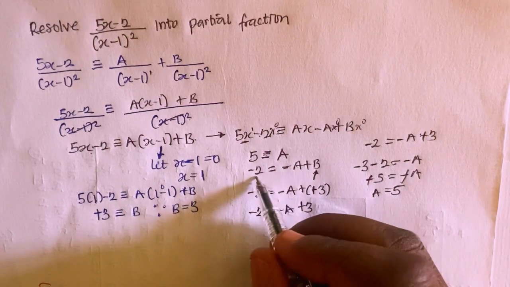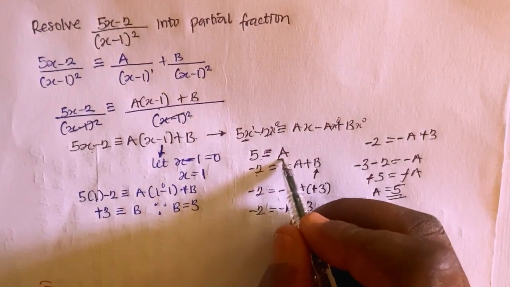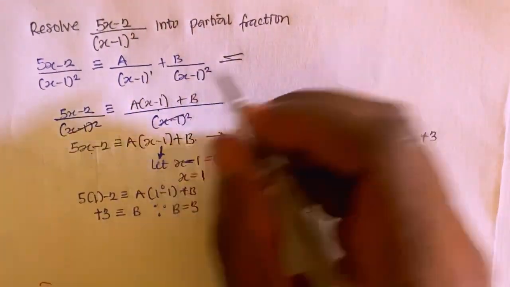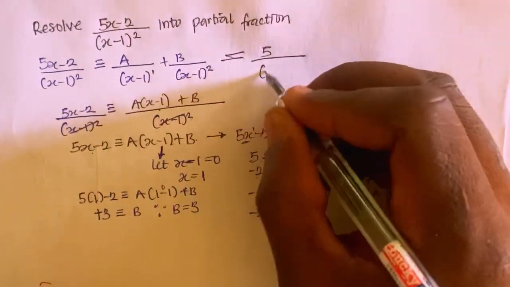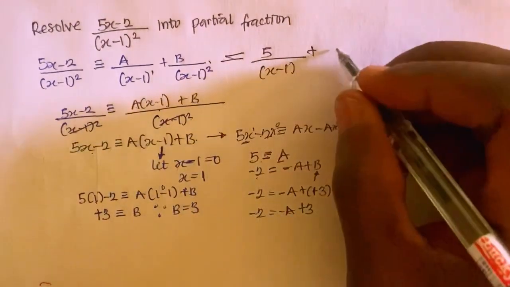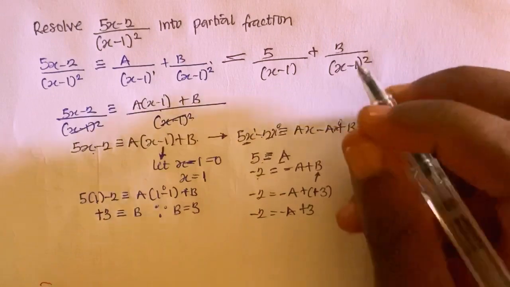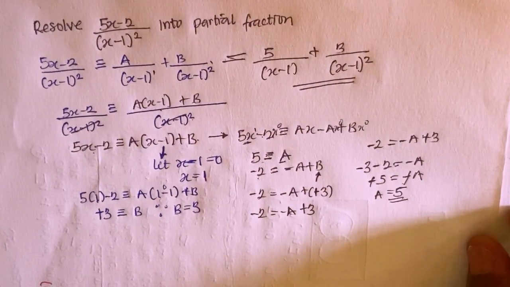So I'm just using this so that you know that our A equals 5, and also here A is equal to 5. Then we come back to the expression. This is now equal to, our A is 5, so I'm going to have 5 divided by (x - 1), plus our B, which is 3, so 3 divided by (x - 1) all squared. So in this case, this is the solution to the question given to us.